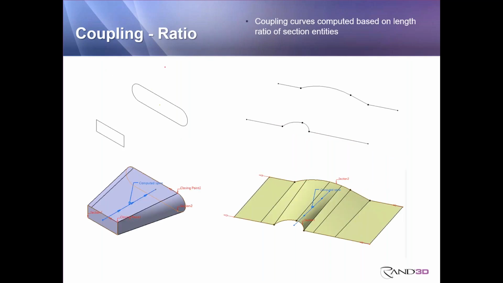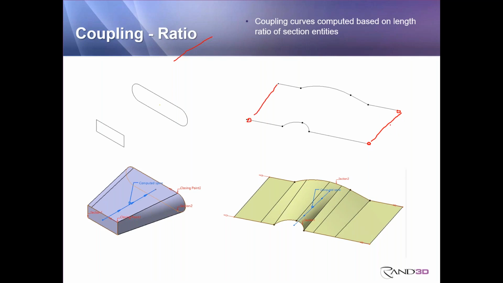Now, one way that you can do it is by ratio. And this is a very common method because it will pretty much work with anything. And with ratio, I'll talk about the example over here on the right first. It's just going to connect the first start point here over to this start point over here. So start gets connected to start, and end point gets connected over here to end point.